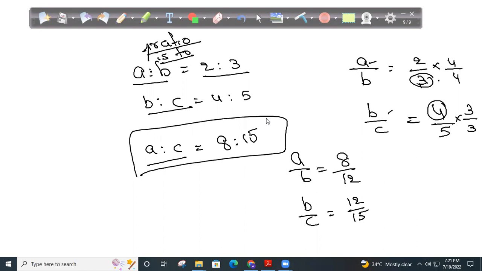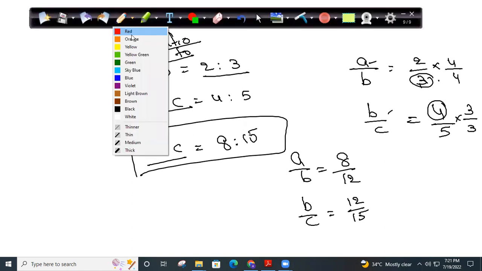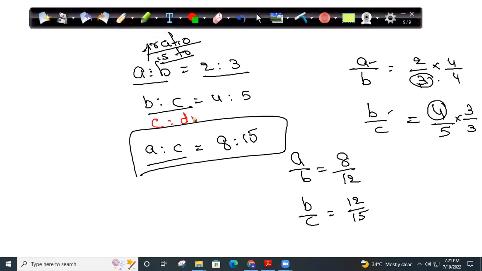If you know A is to B and B is to C, sometimes they might also give C is to D. For example, they might give C is to D as 6 is to 7, assume. If I ask you A is to D, everyone try to find what A is to D can be. Everyone should tell me the answer. What is the ratio of A is to D? They might add one more variable here, C is to D, and they ask you what is the value of A is to D.